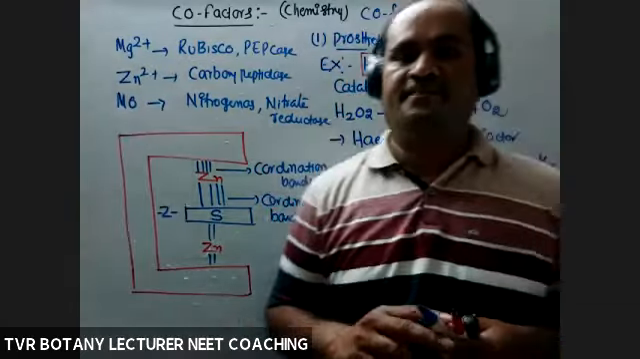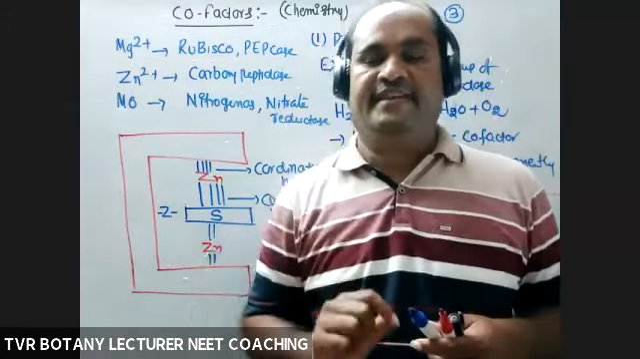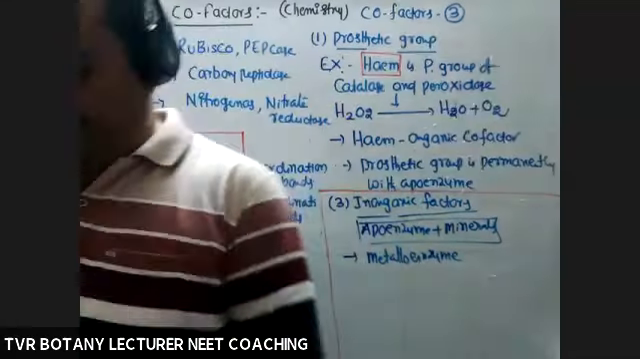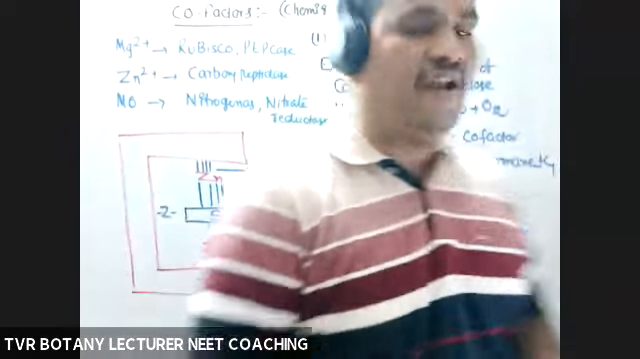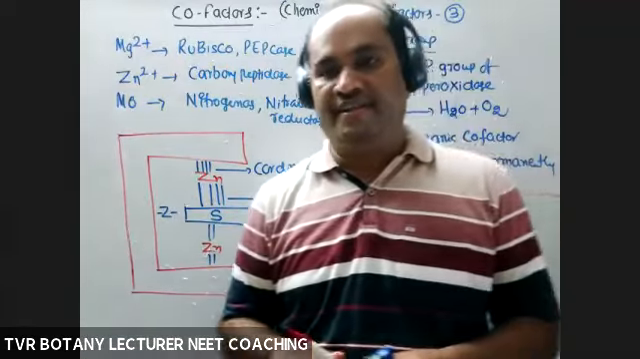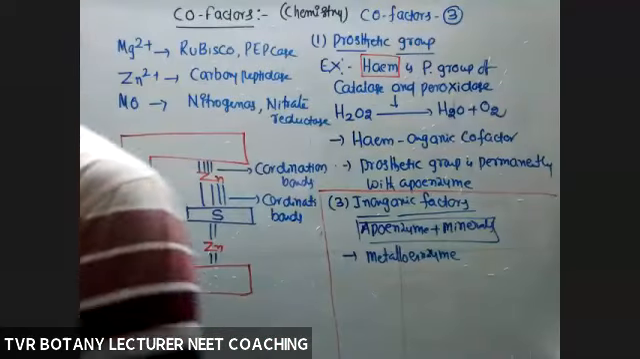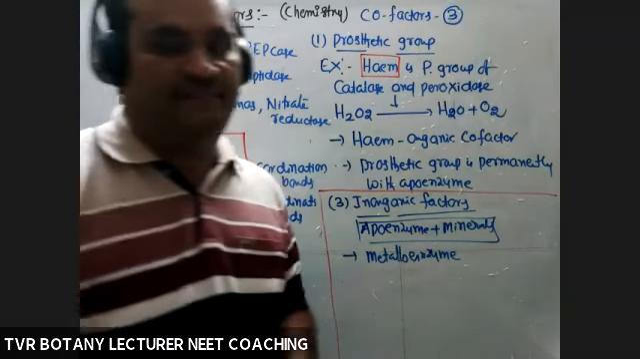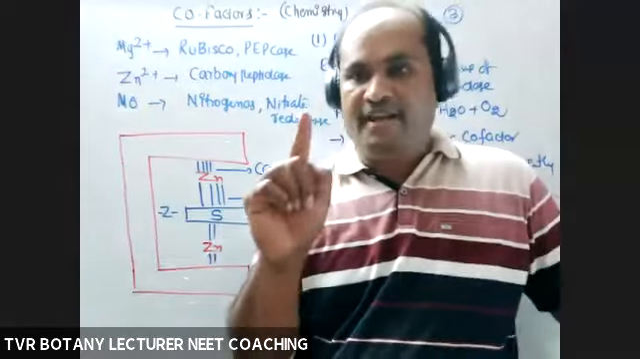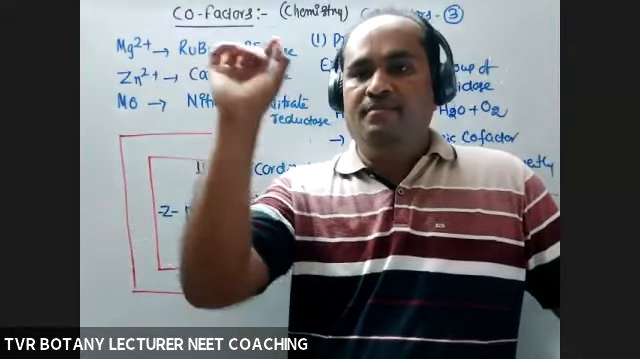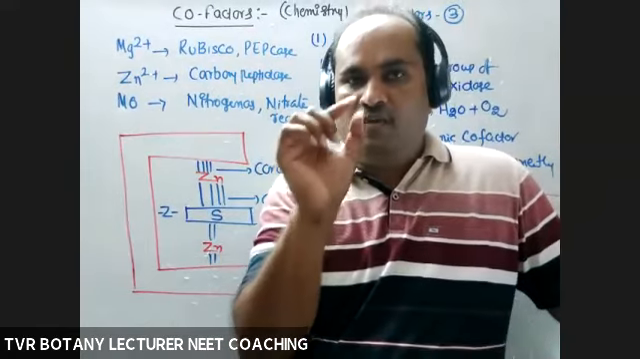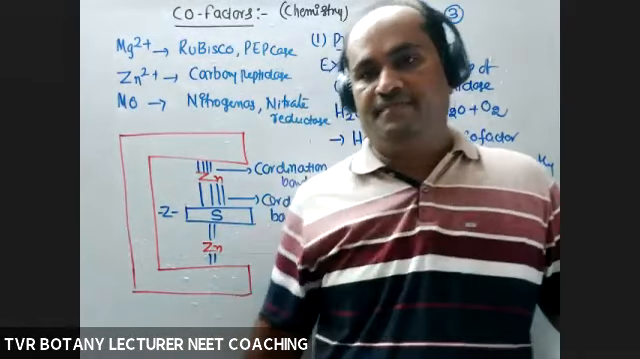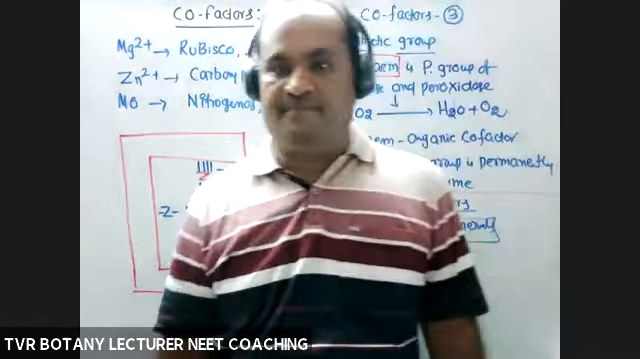Go back to mineral nutrition: nitrogenase. Chemically, what is nitrogenase? A molybdenum iron protein. So nitrogenase is also a conjugate enzyme, a holoenzyme. In nitrogenase, what are the inorganic components? Molybdenum and iron, both. Protein is the apoenzyme, and molybdenum and iron are the inorganic cofactors. So that is a metalloenzyme.